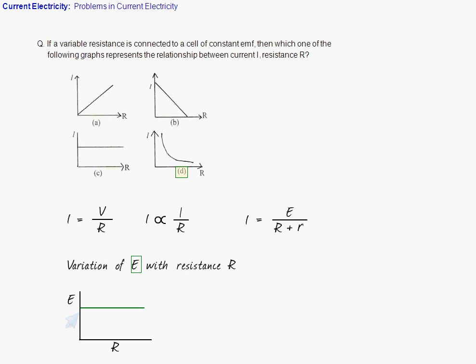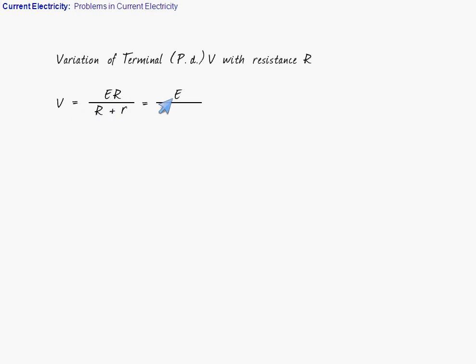If we are asked to plot variation of terminal potential difference, variation of terminal PD, that is V, with resistance R, right? Then we know that V is equal to E upon R plus r into capital R. This expression can be written as E upon 1 plus r by R.